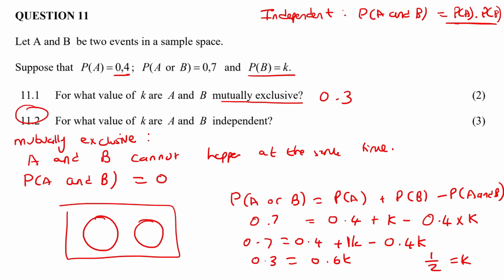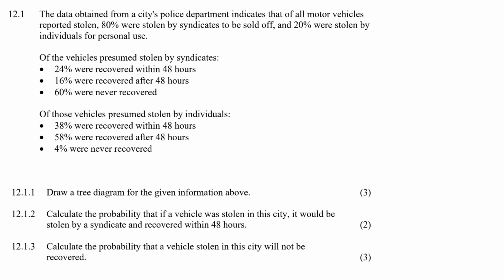So K would then be a half. The data obtained from a city's police department indicates that of all motor vehicles reported stolen, 80% were stolen by syndicates to be sold off, and 20% were stolen by individuals for personal use. Of the vehicles presumed stolen by syndicates, 24% were recovered within 48 hours, 16% were recovered after 48 hours, and 60% were never recovered. Draw a tree diagram.